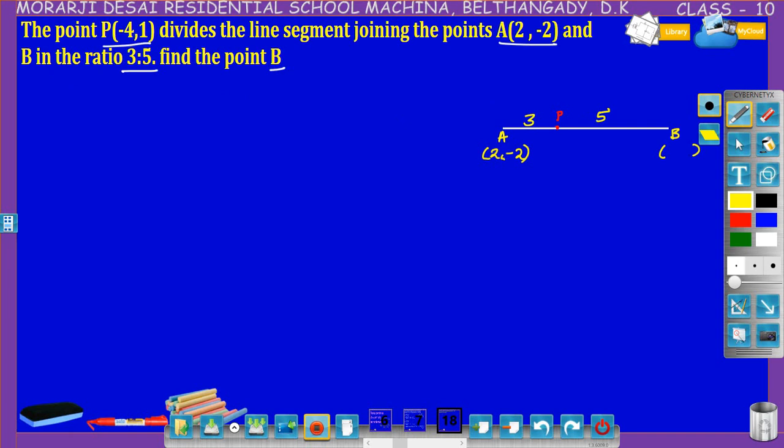Now coordinates of point P is given, that is minus 4, 1. The point minus 4, 1 divides the line segment joining the points 2, minus 2 and point B in the ratio 3:5. Now find point B. Take the left end point as x1, y1 and right end point as x2, y2. Then coordinates of point B, P as x, y, then ratio m1 and m2.